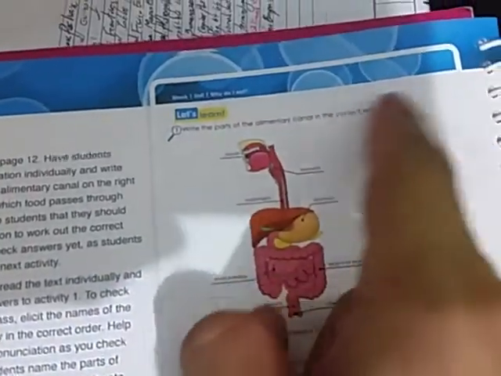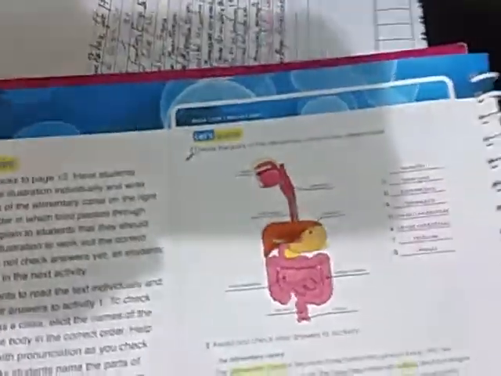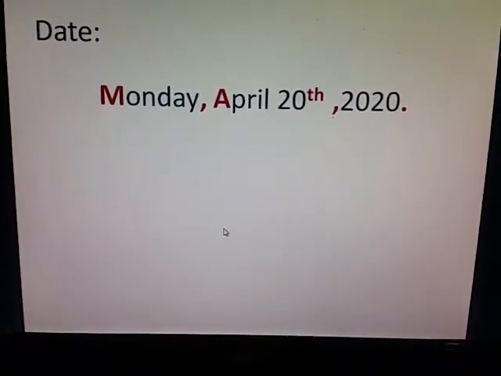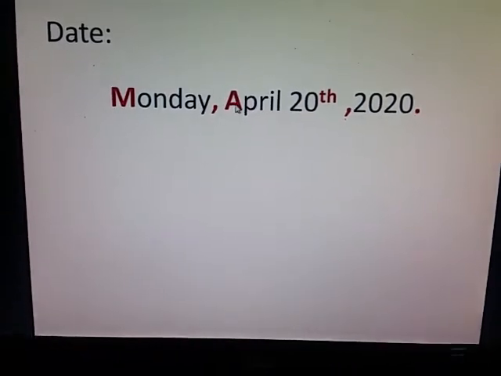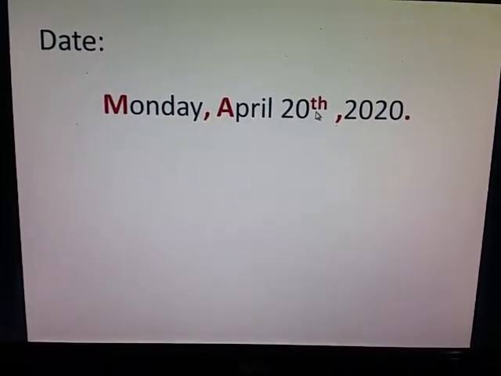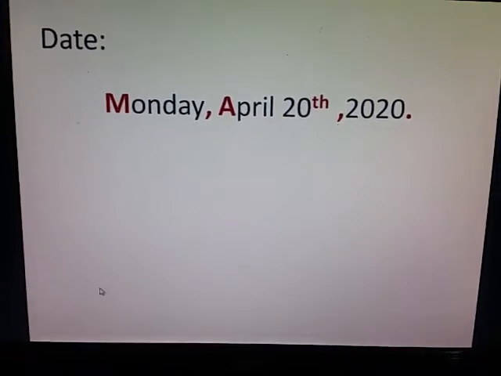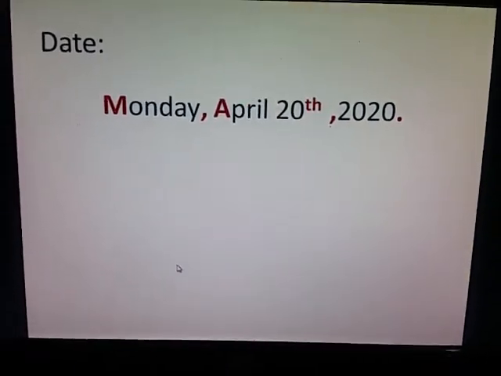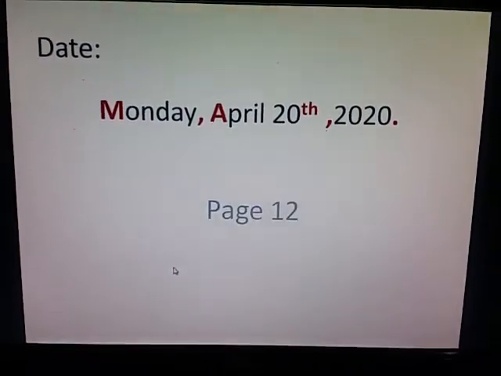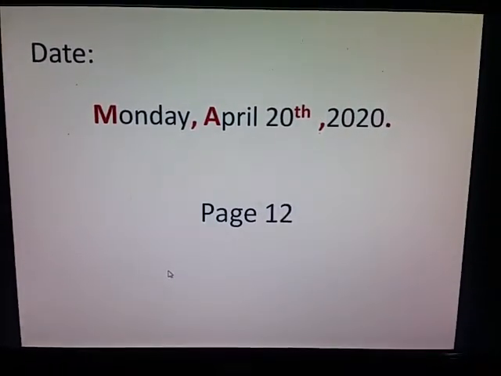over here, on the top of the page, on the heading, print the date. Today is Monday, April 20th, 2020. Don't forget to capitalize, use the comma, the superscript th, and the period at the end. Okay? So don't forget to print the date. Let's move on. Let's work on page 12. Okay, page 12, this one, page 12.